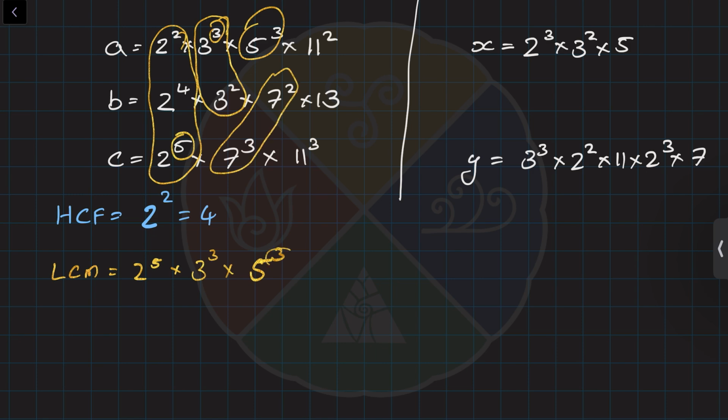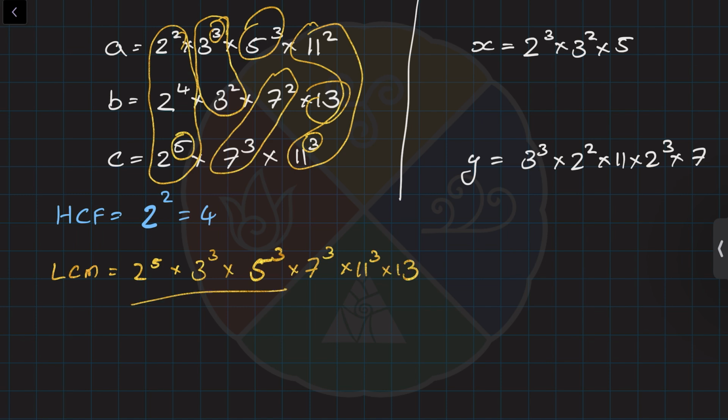7 is only available there, you'll take that, 7 cube. 11 is only here, doesn't matter, take the highest power, 11 cube. And finally this 13 also. So that is the LCM. You don't have to find the exact value, that itself is the LCM.